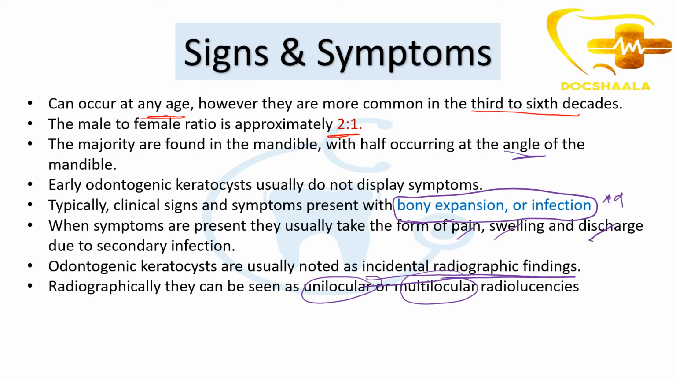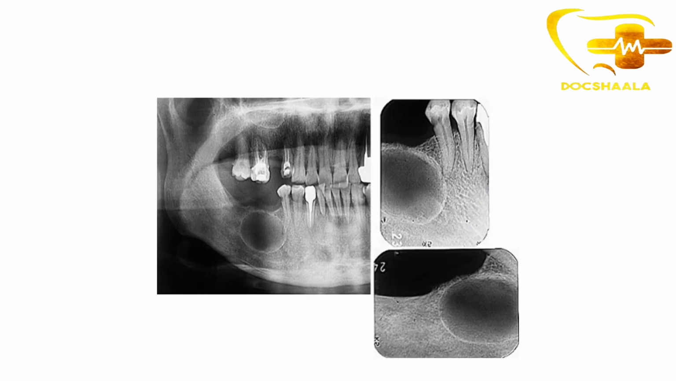These are the radiographs. You can see a unilocular cyst here. This is the close-up of that cyst. So this is how an OKC looks.